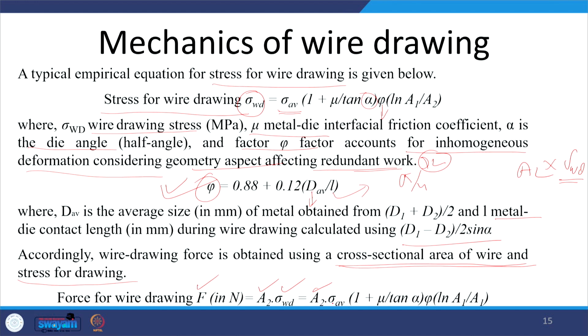And then sigma AV, that is our average stress, and this is the same component what we have seen here. Okay. So, 1 plus mu divided by 10 alpha into phi into log of A1 by A2. Okay. So, this is how we can determine the force.